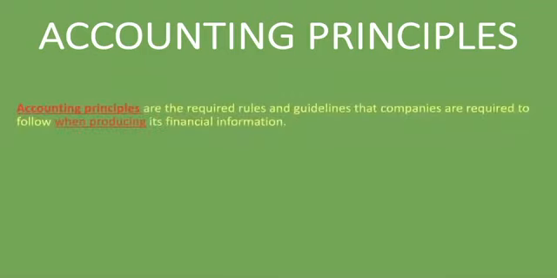Accounting principles are the required rules and guidelines that companies are required to follow when producing their financial information. So if everyone was to produce their information however they wanted to, then it would be very difficult for the users of financial information to make decisions because they would not know how they came about finalizing this financial information. But because accounting principles are the rules and guidelines that are followed, that means that the financial information produced by a company can be relied on to make decisions.